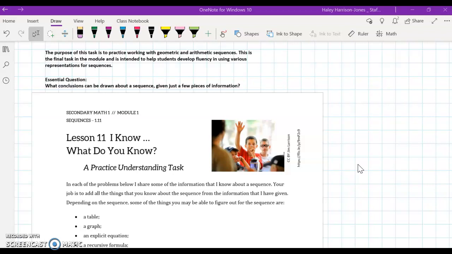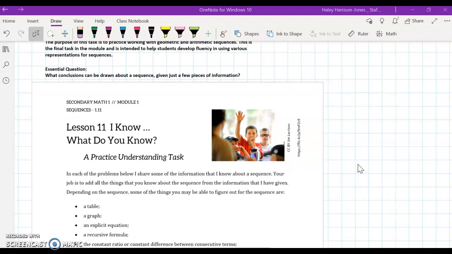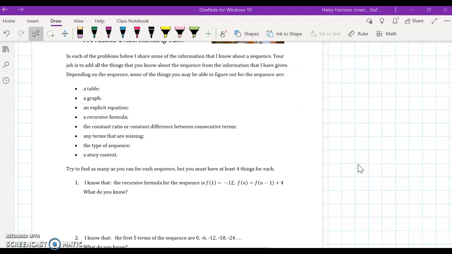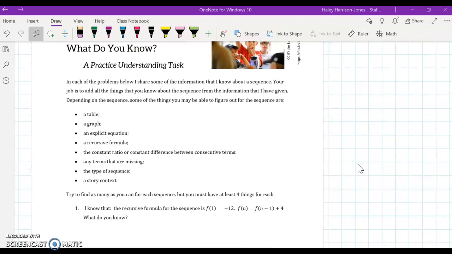for sequences. The essential question for this task is, what conclusions can be drawn about a sequence given just a few pieces of information? In each of the problems, I share some information that I know about a sequence. Your job is to add all the things that you know about that sequence from the information I have given.